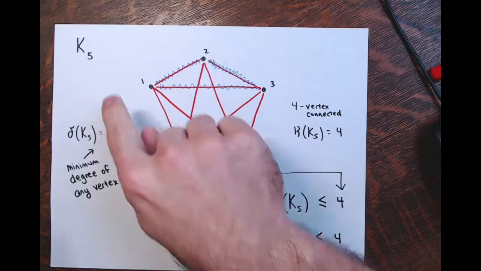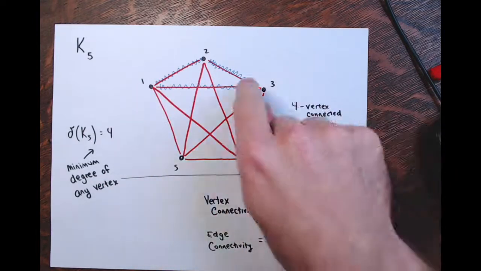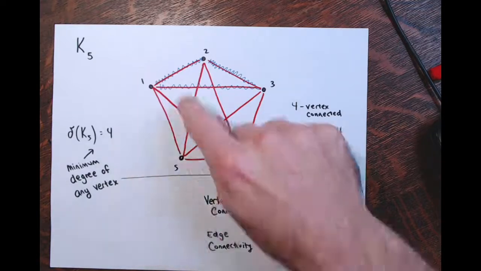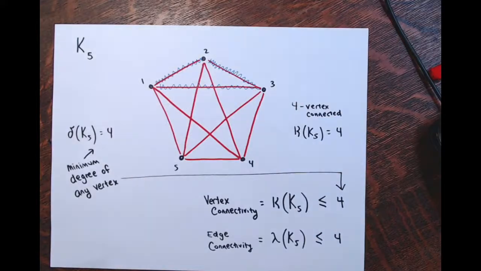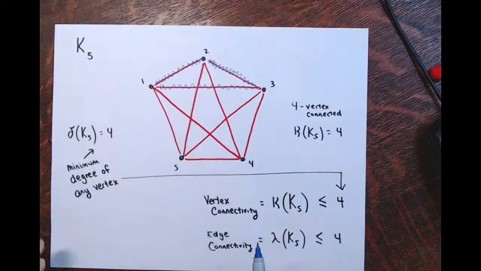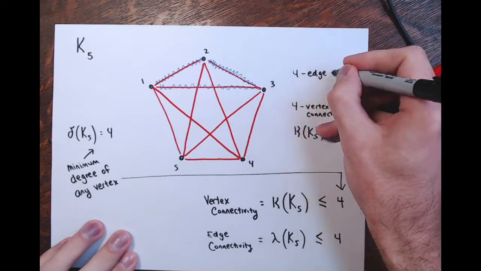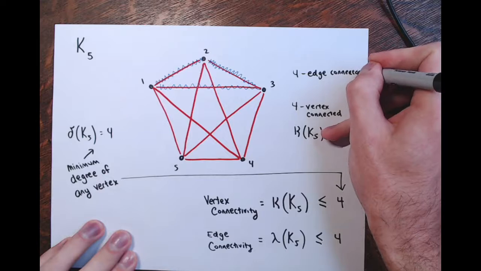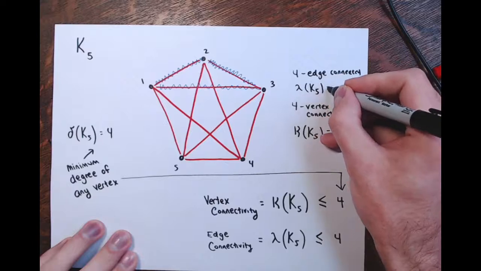And due to the fact that every vertex is adjacent to every other vertex, it's a complete graph, you can remove any 3 of these edges and you can still find a path from one vertex to any other vertex. You could do this for any 3. So this is definitely 4 edge connected, meaning that the edge connectivity, this lambda, is 4.